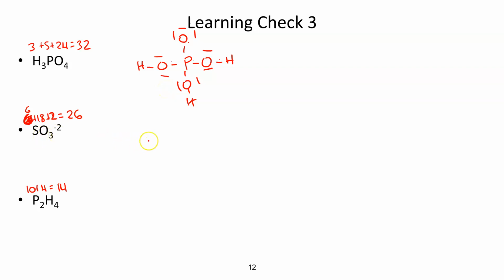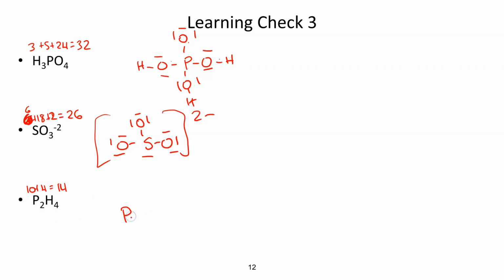All right, first, SO3 2 minus, S is in the middle. So it's 2, 4, 6, 8, 10, 12, 14, 16, 18, 20, 22, 24. I have 2 left over. What am I supposed to do with the extras? That's right, let's take it off the middle. Now, does everything have 8? 8, 8, 8, 8. It does. Brackets, charge, we're done.